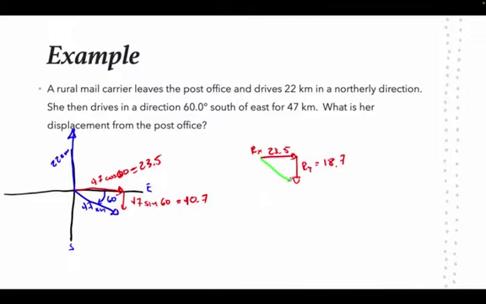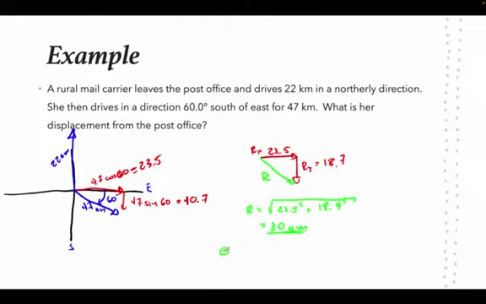And then my resultant vector will be this right here. My resultant vector will be equal to the square root of 23.5 squared plus 18.7 squared. So my resultant vector will be equal to 18.7 squared plus 23.5 squared, and then square root of that, 30. So the magnitude of my resultant vector will be 30.